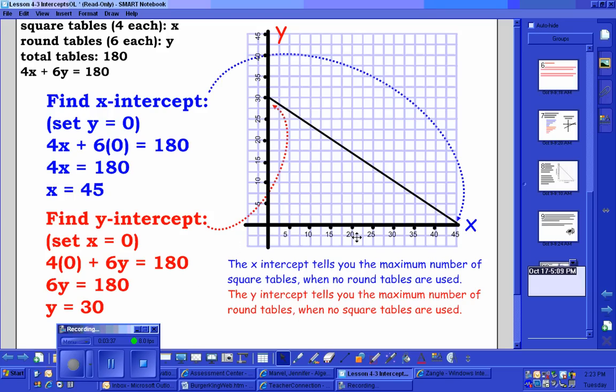In this case, the x-intercept tells us the maximum number of square tables if we have no round tables at all. And the y-intercept at 30 tells us the maximum number of round tables if we don't use any square tables. X and y intercepts.